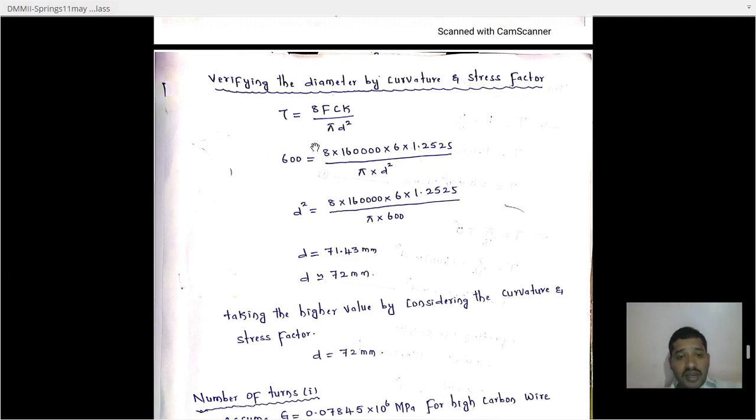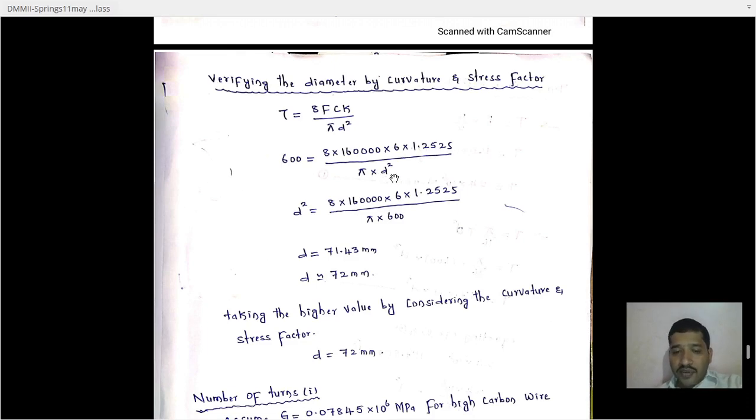How much is given here? 600 is given, into 8. The force, how much is given here? 16 into 10 power 4, into C, how much is given here? 6, into K, how much is given? The Wahl's factor value 1.2525, divided by pi into d square.